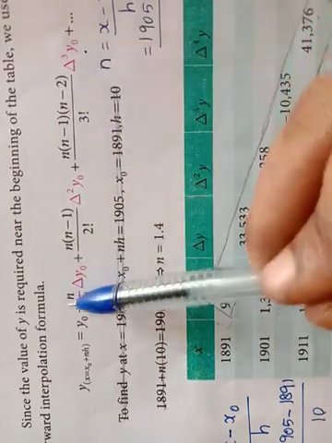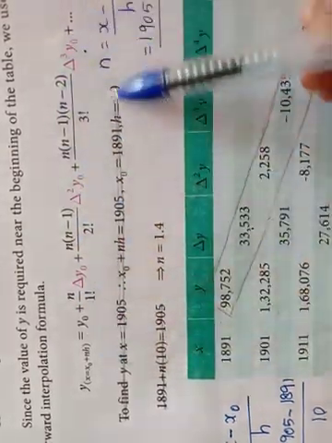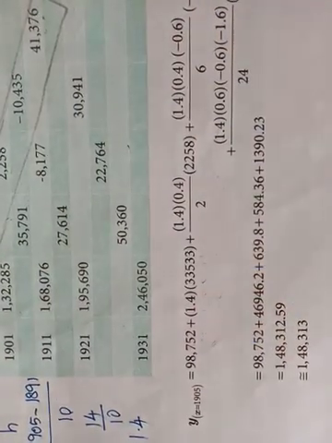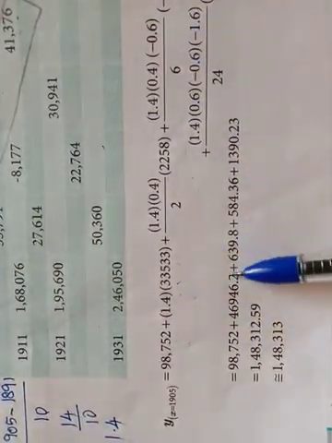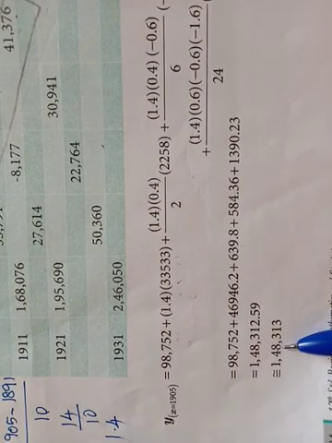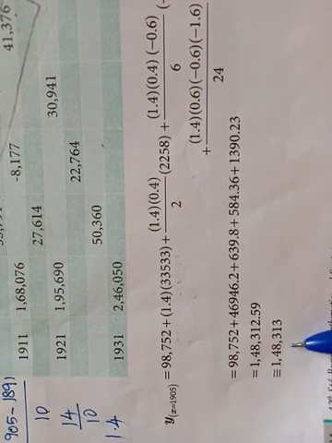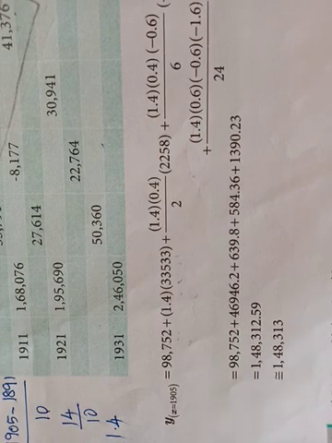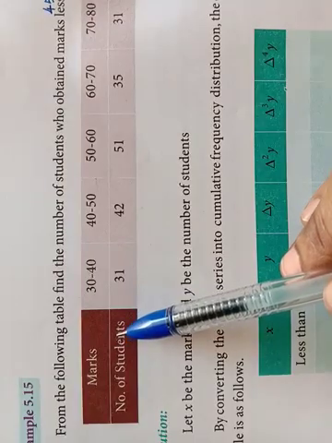N value we have calculated. All the values you have to substitute and then simplify. Here they are substituted, all the values. Simplified, you will get the answer. This answer is the population for the year 1905. That is the example for the forward table.